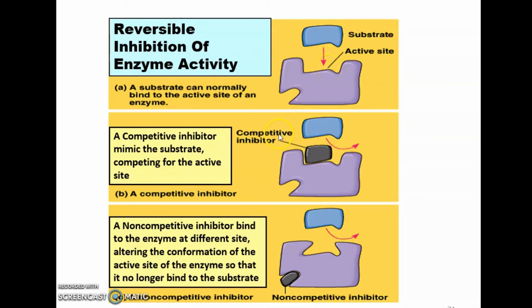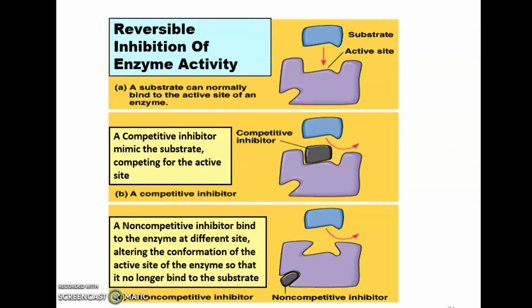But in the presence of a competitive inhibitor, this competitive inhibitor binds to the active site, so it will prevent the substrate from binding to the active site. The second type is the non-competitive inhibitor, which will bind to the allosteric site. The binding of the inhibitor will change the conformation of the active site, so the substrate cannot bind to the active site.